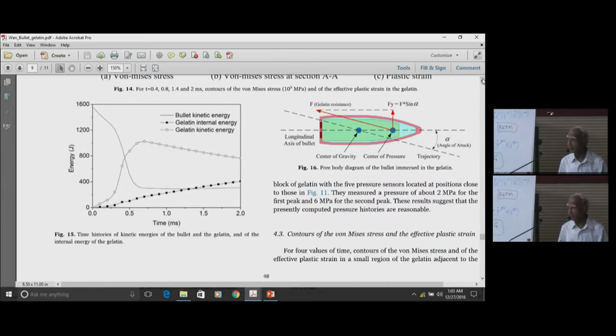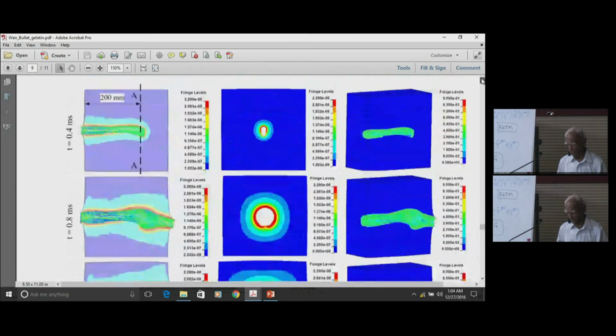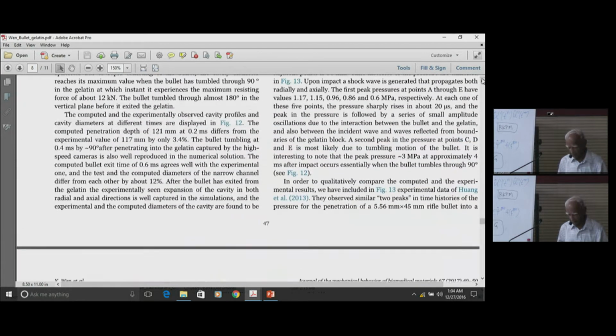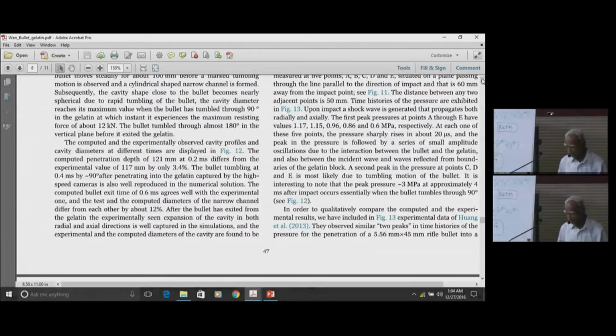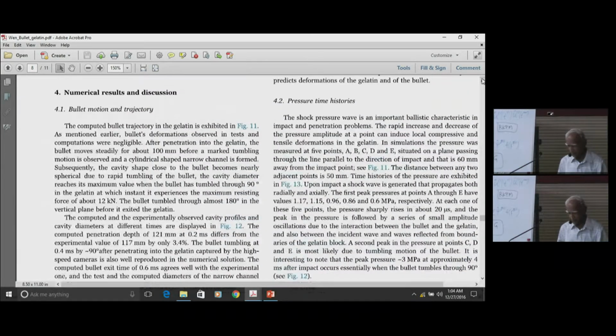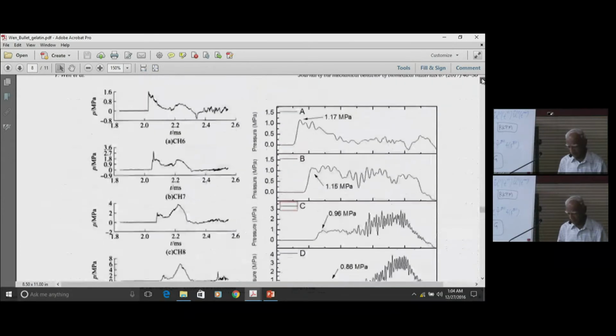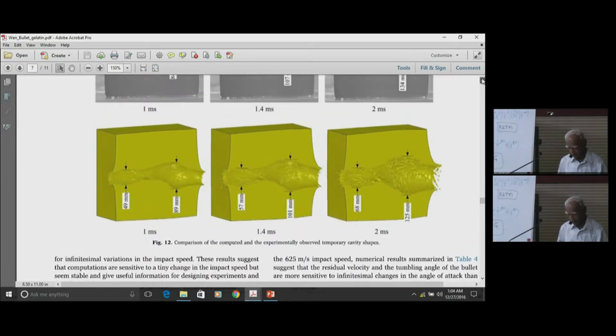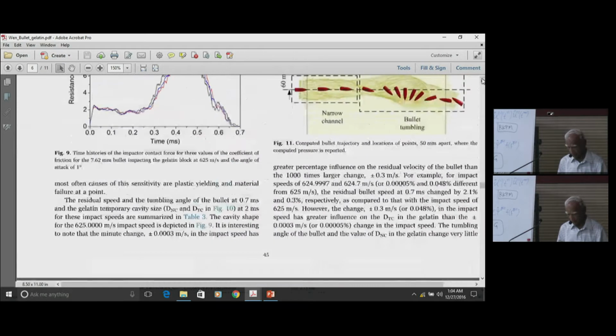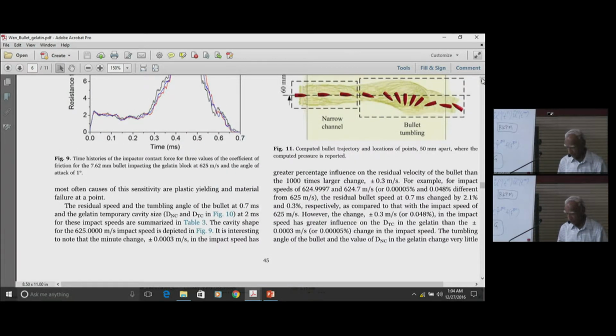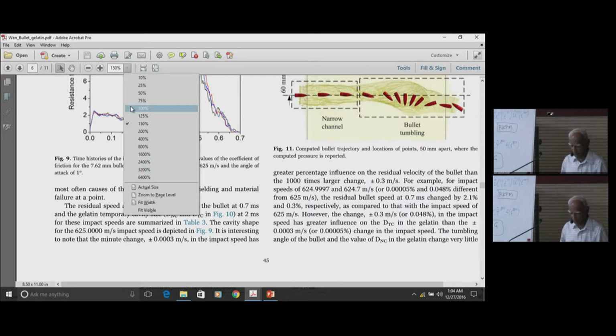Well, it goes out of the gelatin block depending upon the speed. Now I need to find where we change the speed by a very small amount. Okay. Let me see if I can blow it even further.